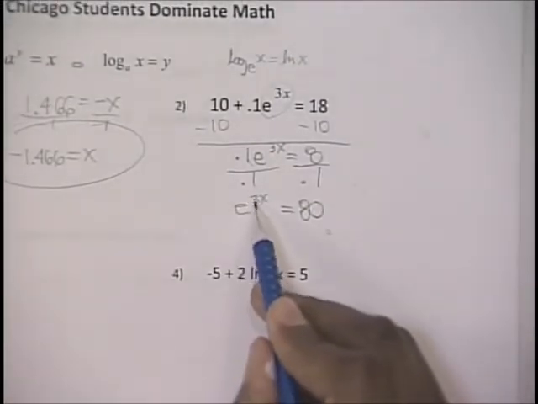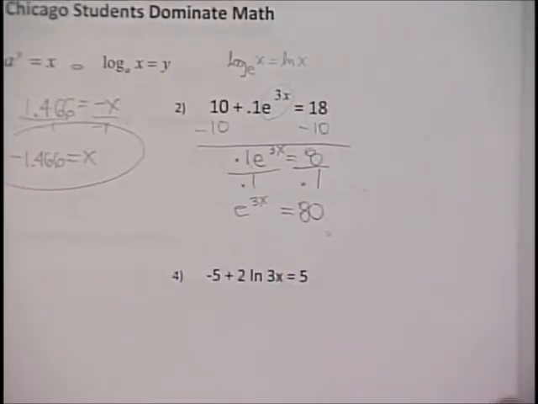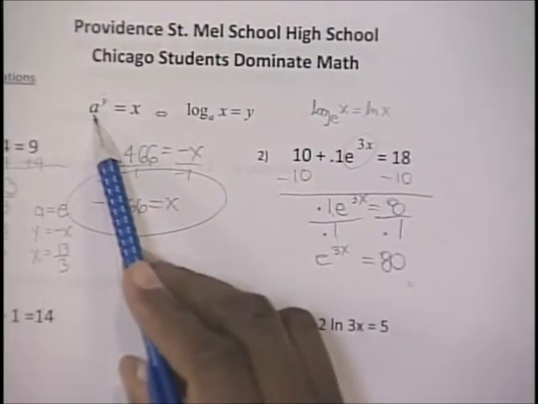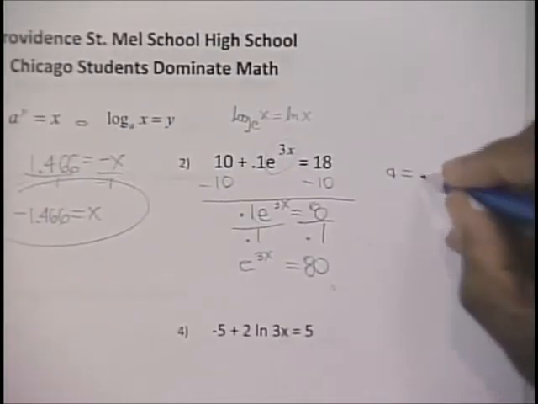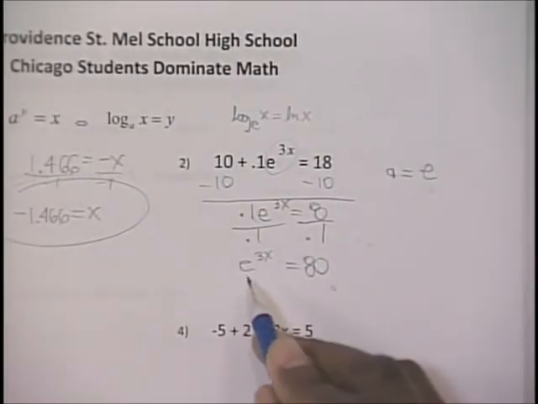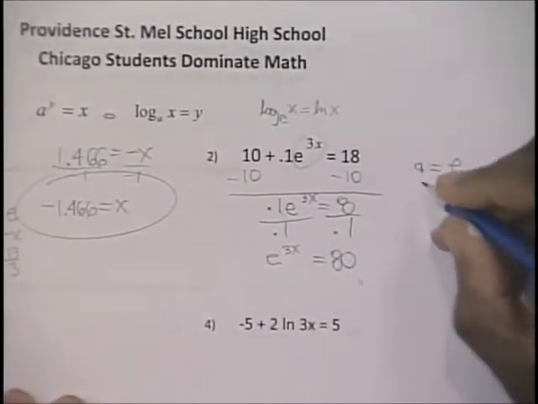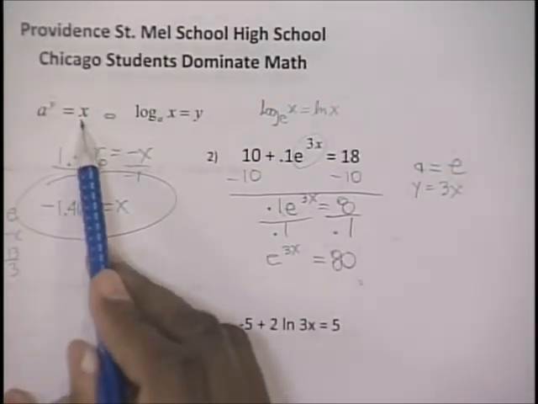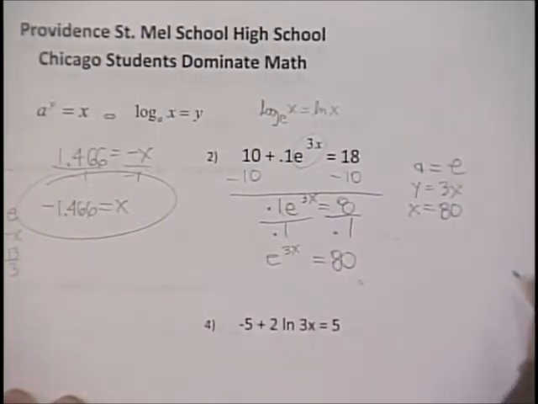So this is another exponential equation where the unknown variable is in the exponent. The only way to solve that is to use this relationship. The a for our problem is e. The y value of our problem is 3x. And for our problem, x is 80.